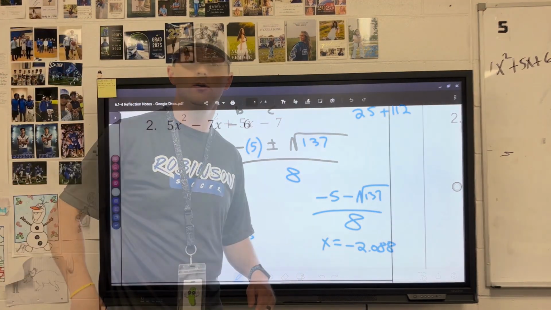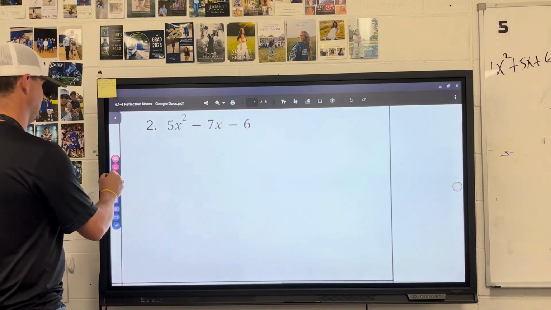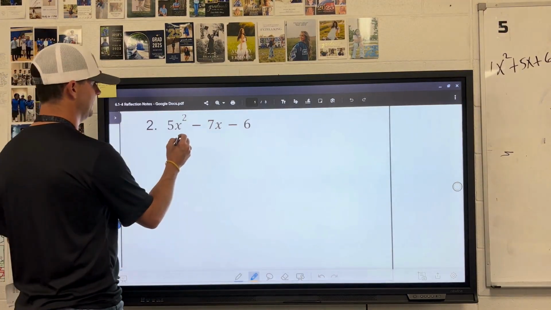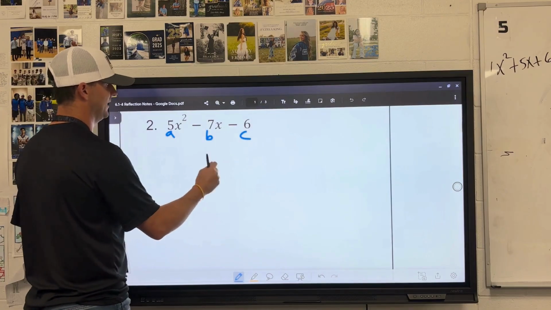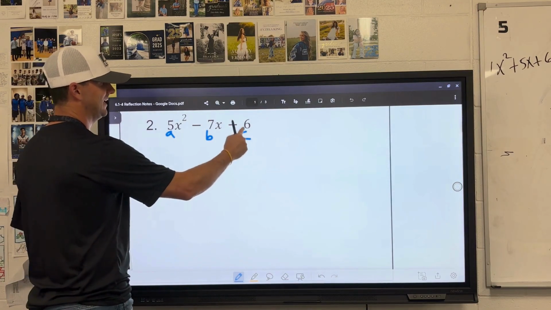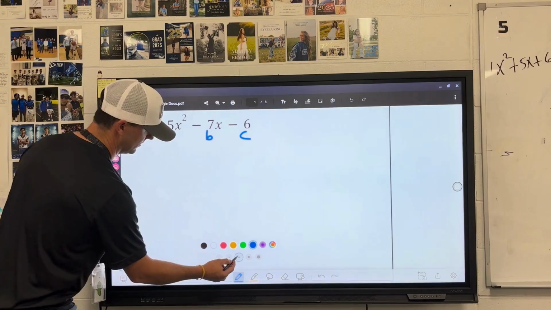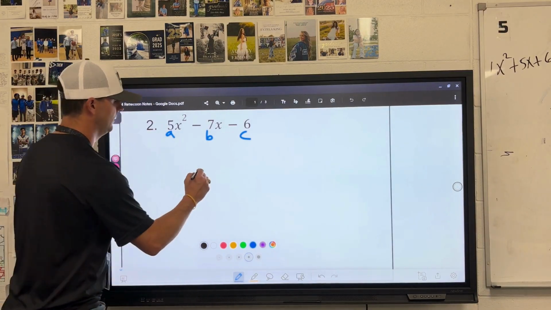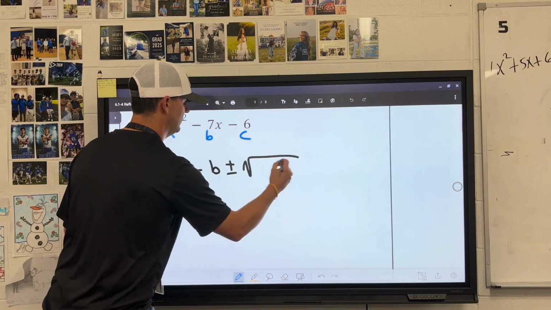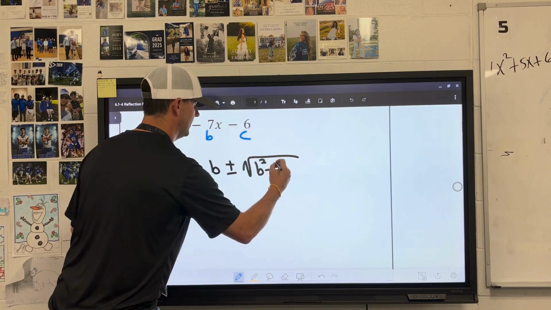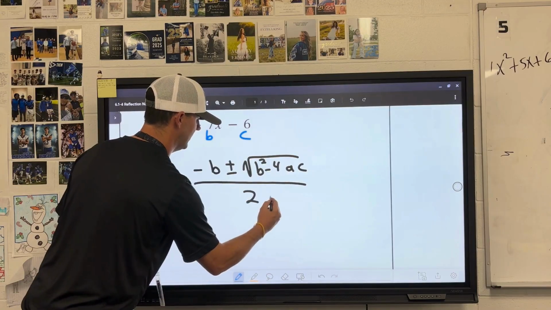Now let's look at number 2, okay? So again, first thing we got to do is recognize the A, the B, and the C. So this is my A, this is my B, and this is my C. So that's negative 7, and that's negative 6. So I got to plug those into my formula. The first thing you can do is go ahead and write out your formula. So you got negative B plus or minus the square root of B squared minus 4AC all over 2A.